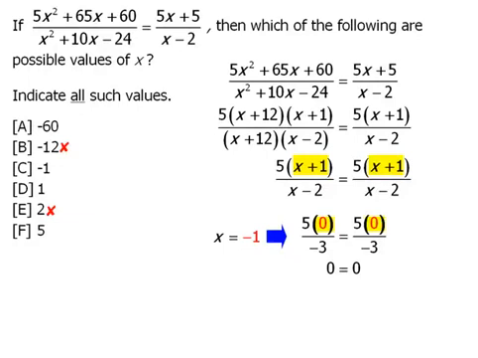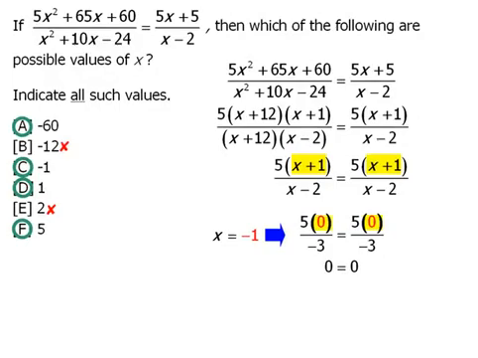So the only two restricted values for x are negative 12 and 2, and all other values are possible. So our answer is A, C, D, and F.